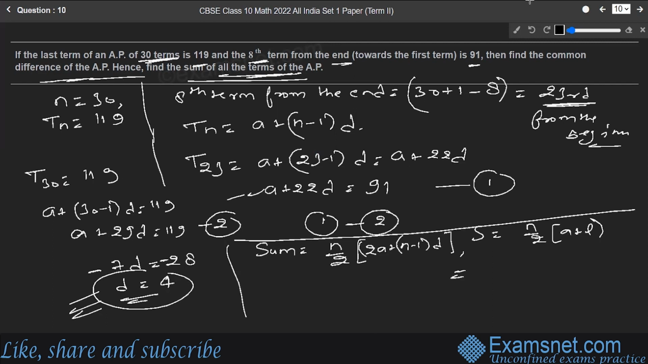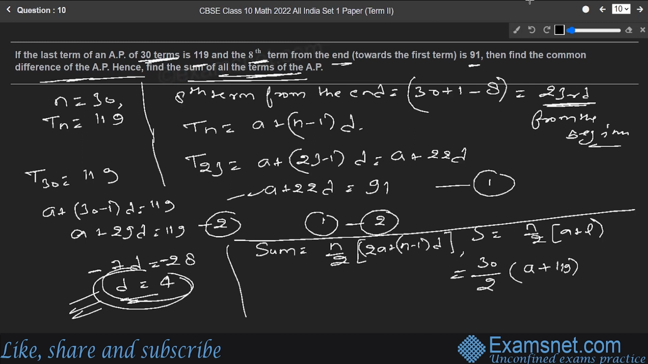So the sum value is n, which is 30 because total terms are 30, divided by 2, times a plus l. We are supposed to find the a value again. So let me write a only here, and the last term l is 119, which is already given in the question. So I need to find the a value. I got the d value here.